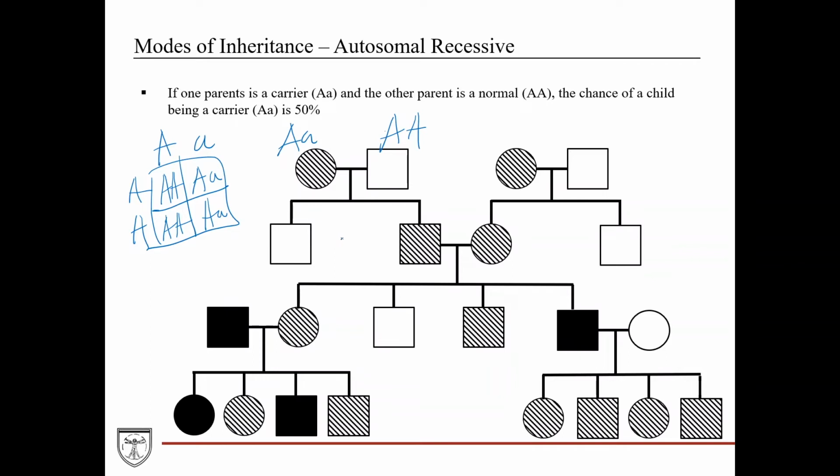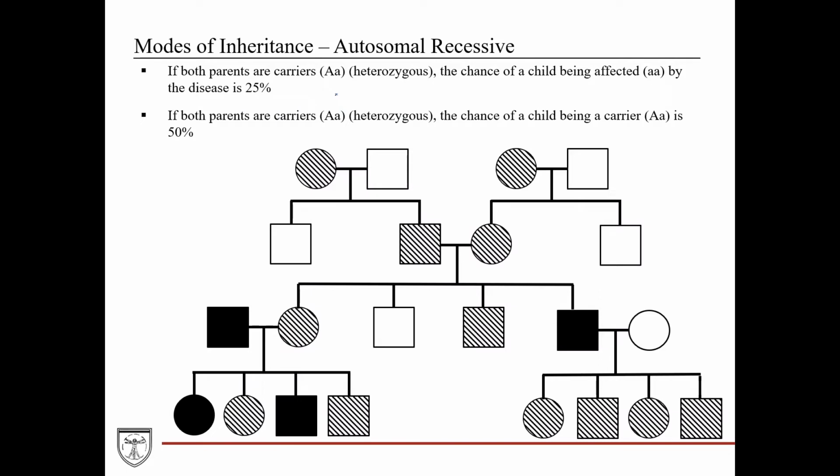So this couple had 2 children. One's a carrier, and then one is healthy. And then the same thing here. One is a carrier, and one is healthy. So half and half. Now, what happens if both parents are carriers, as we can see here? So both parents are carriers. So let's again draw the Punnett square here.